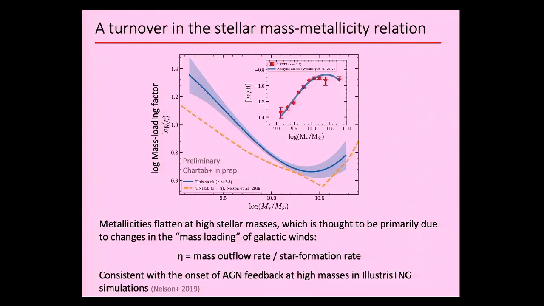In particular, you can convert this to the so-called mass loading factor as a function of the mass, which relates the outflow rate to the star formation rate. And what you can see is that the mass loading factor kind of plummets steeply until you get to masses around 10^10, and then it flattens out or even starts to turn up again. It's interesting because you see the same thing in cosmological simulations, and there this effect is arising from AGN feedback turning on at high masses. So that could be a signature. That could be what we're seeing, and there are indeed other indications that that's what's happening in these massive galaxies at this redshift.